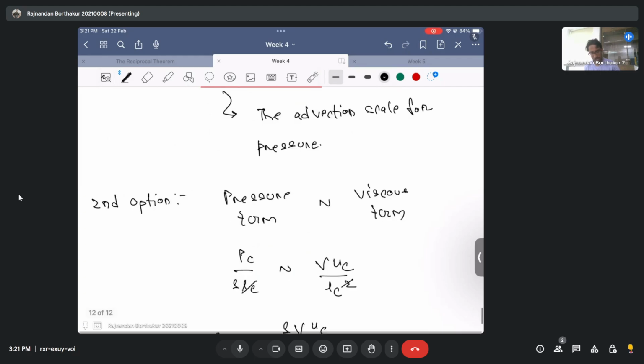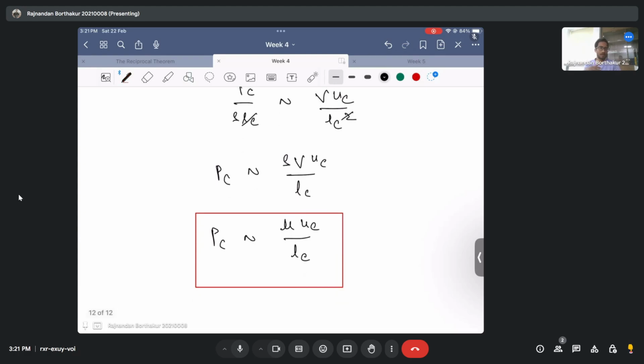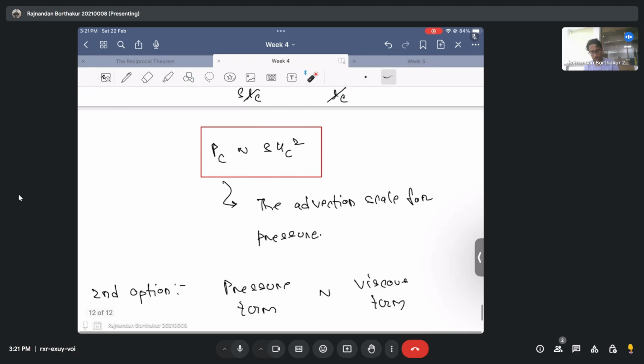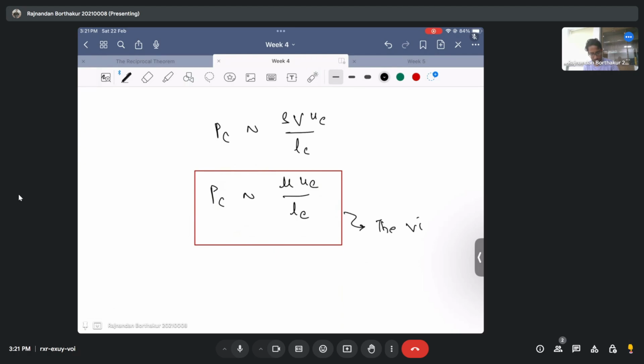So we end up getting two distinct scales for pressure, if you realize. Just by equating the scale for pressure first with the advection term, and then second with the viscous term, I get two distinct scales for pressure. One, the advection scale, which is just rho times UC square, and the other, the viscous scale, which is mu UC by LC. And this is known as the viscous scale for pressure.